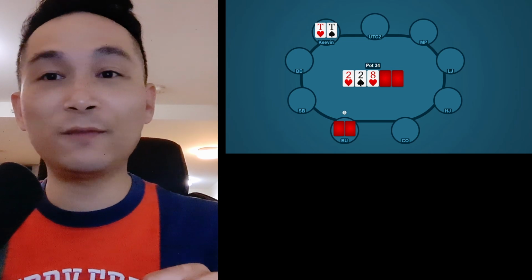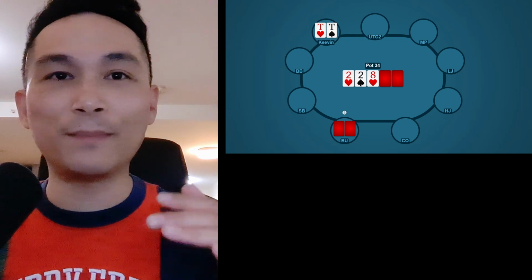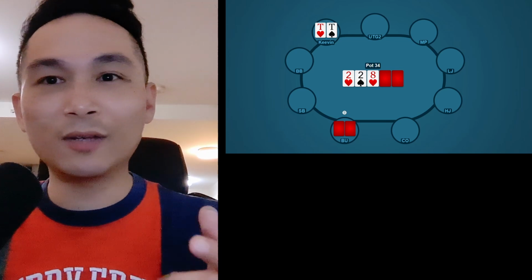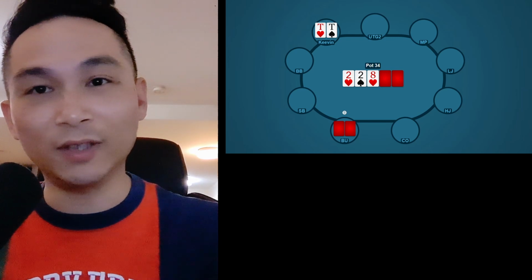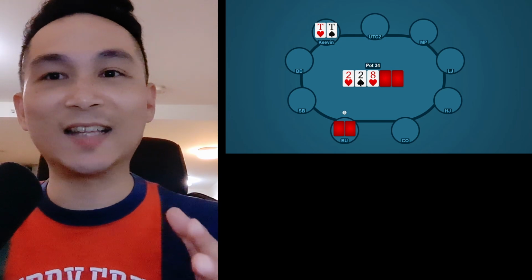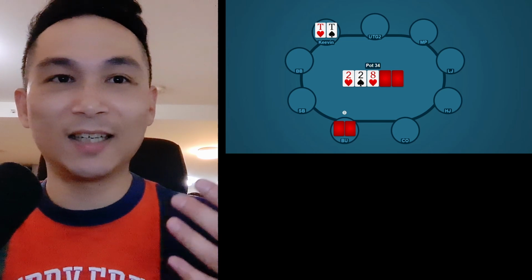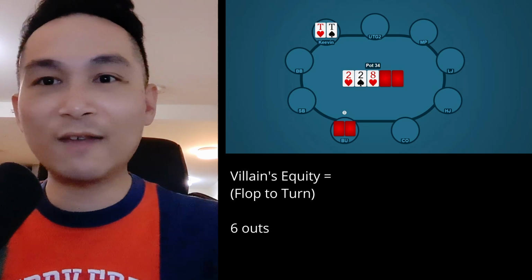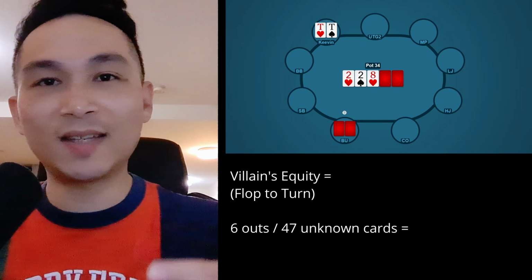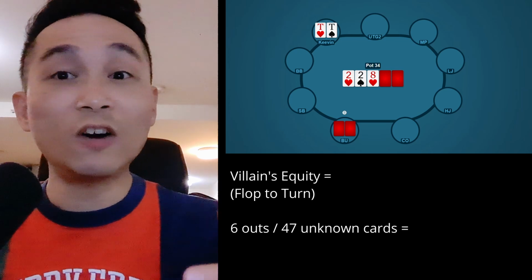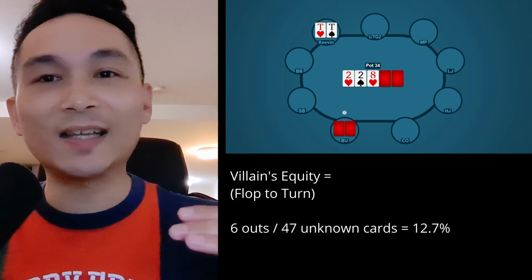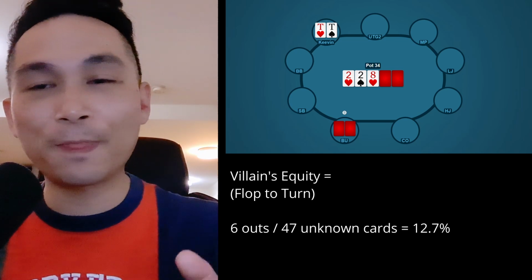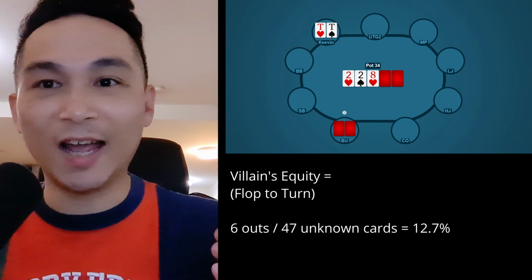So if you really want to find the baseline correct or positive EV bet for this street, you need to calculate his equity for this street only. And that is actually as easy as counting outs. If the villain has 2 overcards, he has 6 outs. We have 47 unknown cards. 6 out of 47 is 12.7%. So as long as I lay a price for him to pay more than 12.7% of the pot, it's a bad price for him and a good price for me.